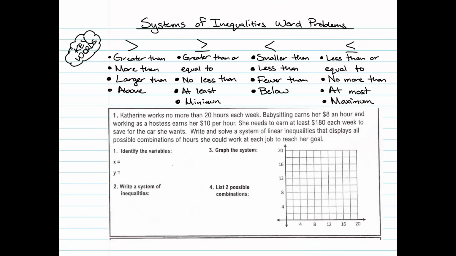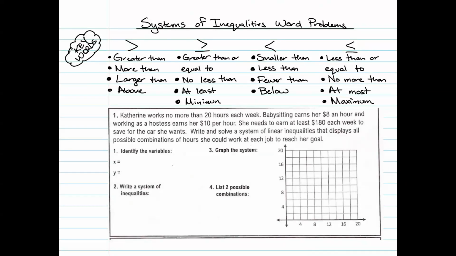It says Catherine works no more than 20 hours each week. Babysitting earns her $8 an hour. Working as a hostess earns her $10 per hour. She needs to earn at least $180 each week to save for the car she wants. Write and solve a system of linear inequalities that displays all possible combinations of hours she could work at each job to reach her goal.